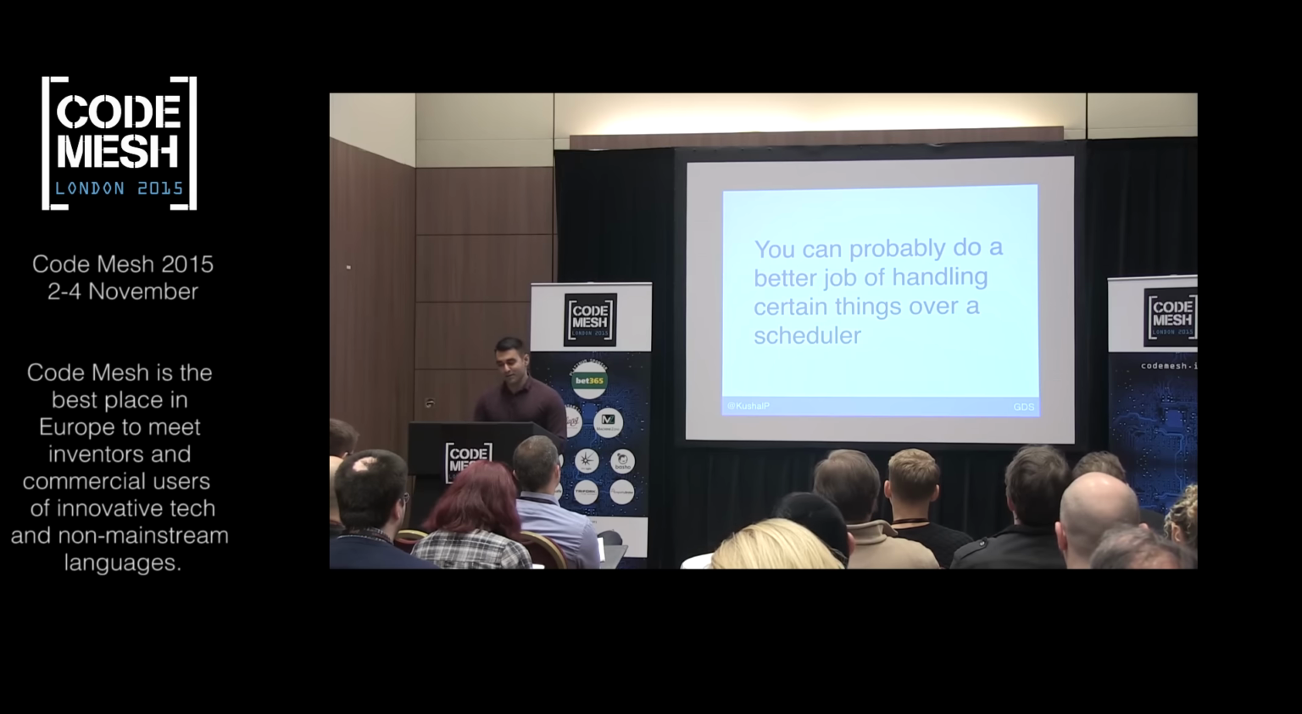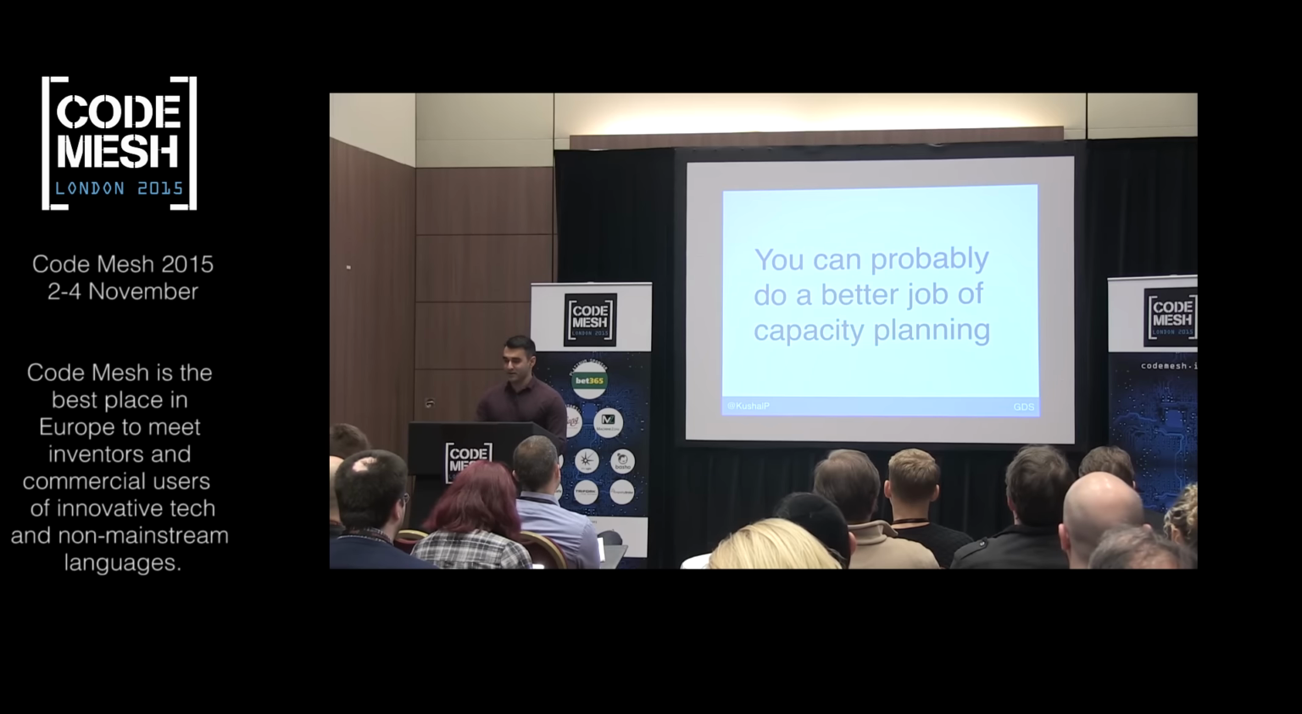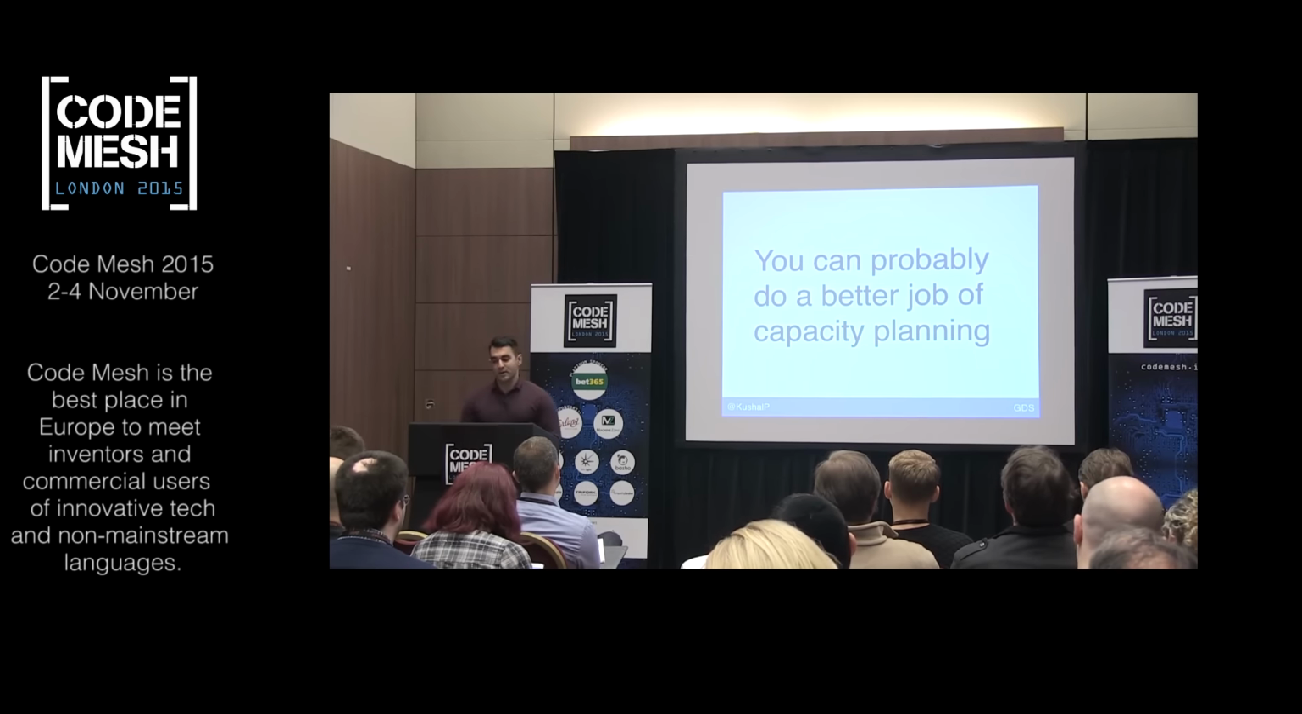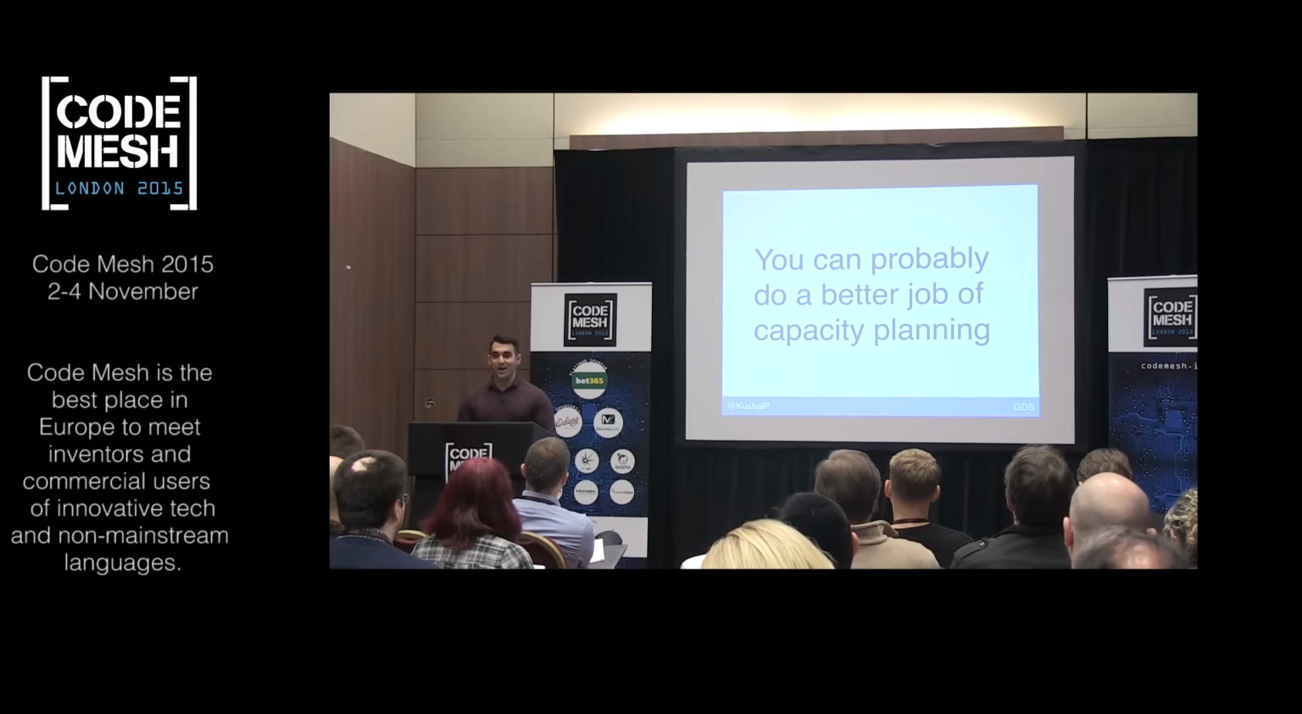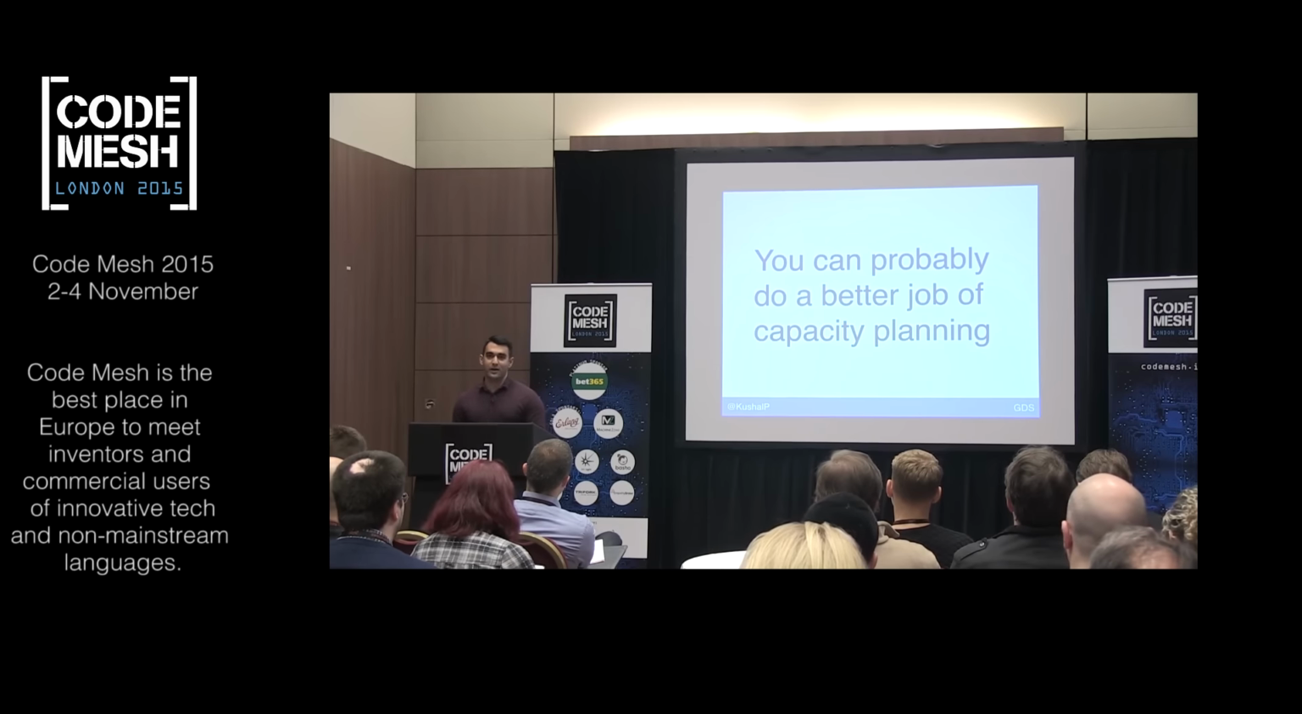So you can probably do a better job of handling certain things over a scheduler. They're not perfect. You can probably do a better job of capacity planning, because you can choose which of the primitives and trade-offs matter to your organization, whether that be money, time, resource usage, uptime, CO2 usage. Are we friendly to our environment? And based on the context of your business or your organization, you probably want to control that instead of handing it off blindly to a random computer and giving it access to your AWS tokens.